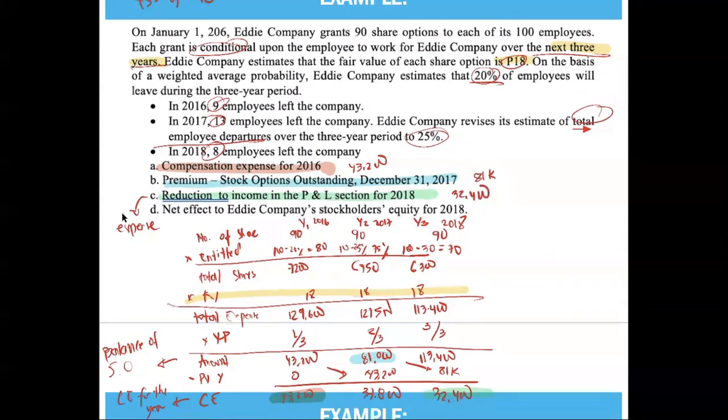And the net effect to Edis Company's stockholders' equity for 2018, none. Your answer here is zero. Why? Because you will recognize compensation expense, so this will decrease your retained earnings. But you will recognize share options, and this will increase your equity. So a decrease and an increase of the same amount, no effect. So your answer here is zero because it does not have any effect.